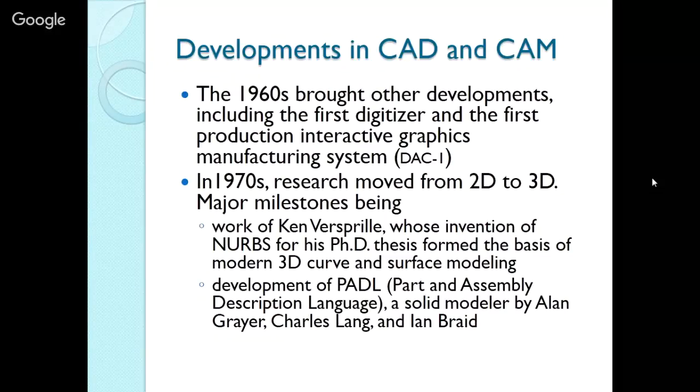In the 1970s, computer-aided design moved from two-dimensional to three-dimensional. The major milestones were the work of Ken Versprille, whose invention of NURBS for his PhD thesis formed the basis of modern 3D curve and surface modeling, followed by the work of Alan Grayer, Charles Lang, and Ian Braid, who developed the part and assembly description language, which was basically a solid modeler for generating 3D models.